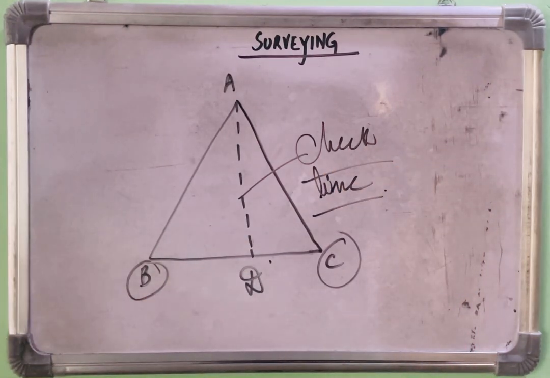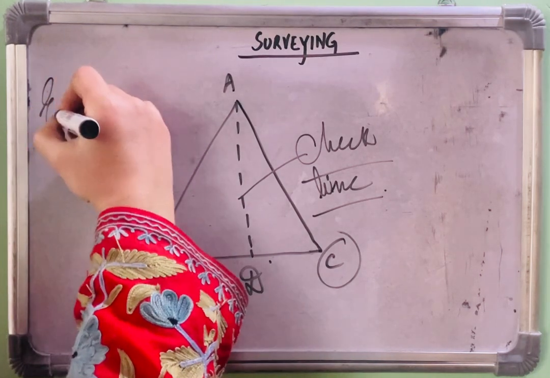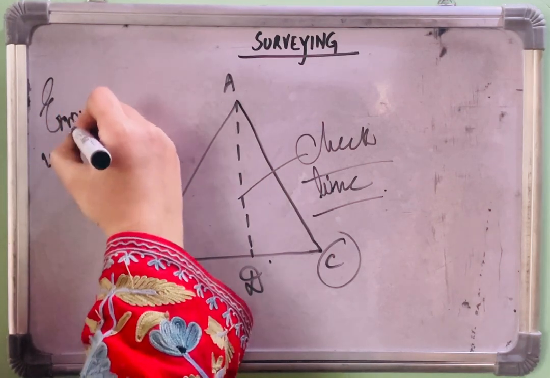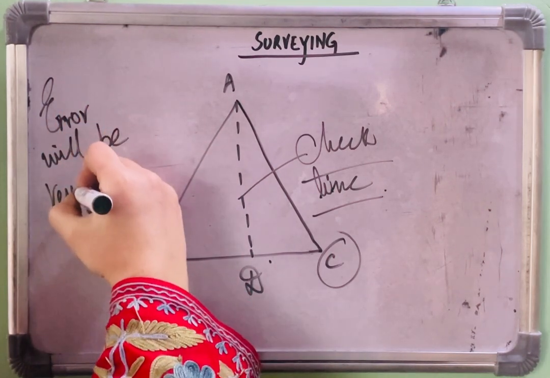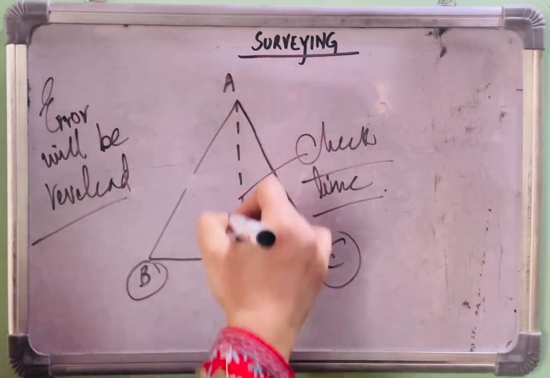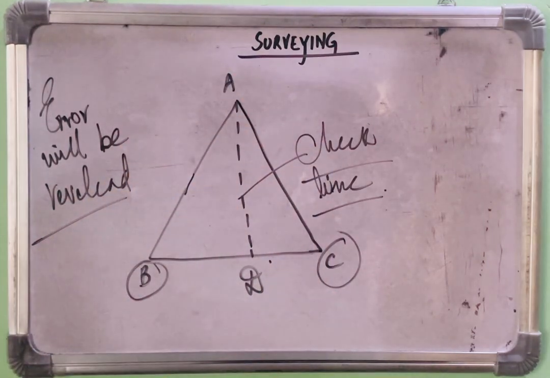If the plotted distance AD on the plan does not correspond to the measured distance in the field, error will be revealed. Error will be revealed if the measured distance AD in the field does not correspond to the plotted distance on the plan, right? So in good surveys, the method of taking observations, recording and computations are so designed that the errors are revealed in the process.